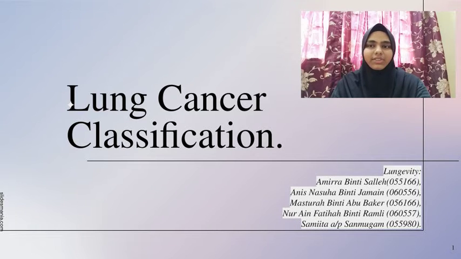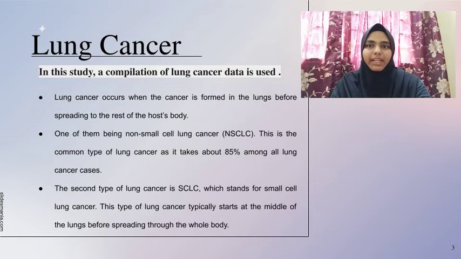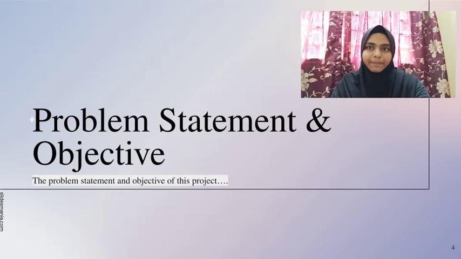We are from group LUNGEVITY and will be presenting lung cancer classification. In this study, a compilation of lung cancer data set is used. Lung cancer occurs when the cancer is formed in the lungs before spreading to the rest of the host body. One of them being non-small cell lung cancer. This is the common type of cancer as it takes about 85% among all lung cancer cases. The second type of lung cancer is called small cell lung cancer. This type of lung cancer typically starts in the middle of the lungs before spreading through the whole body.